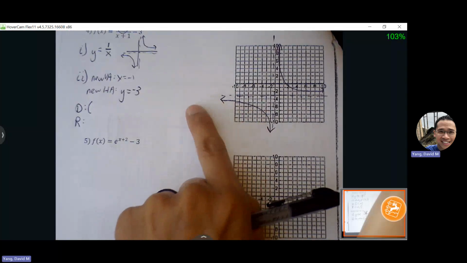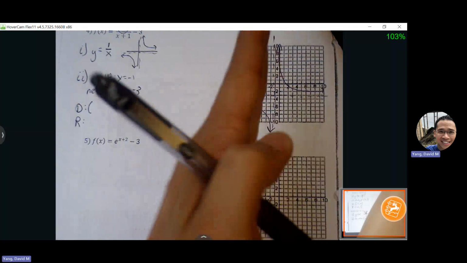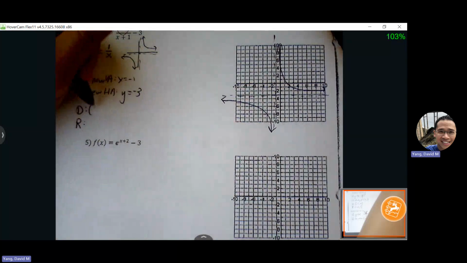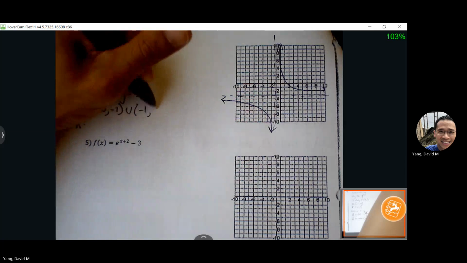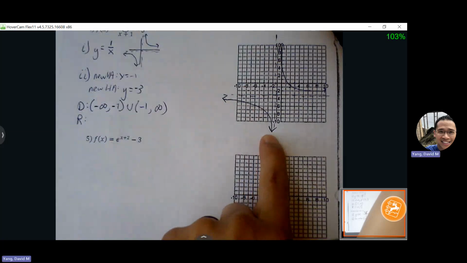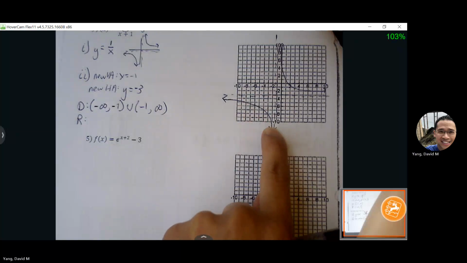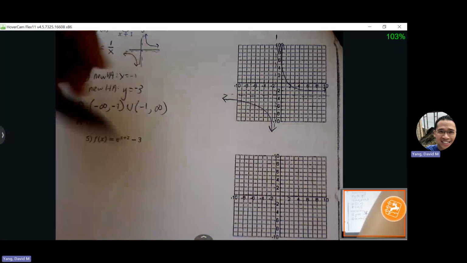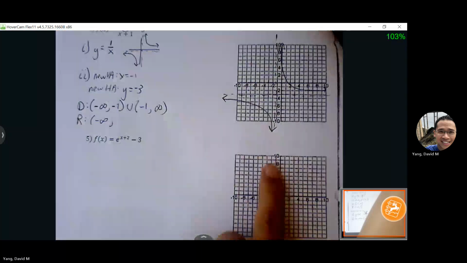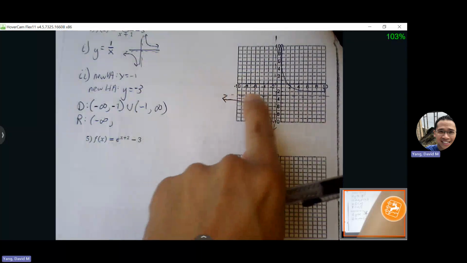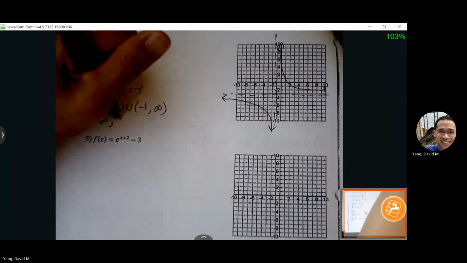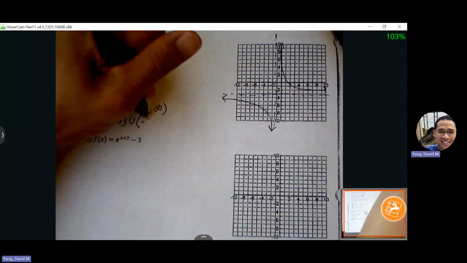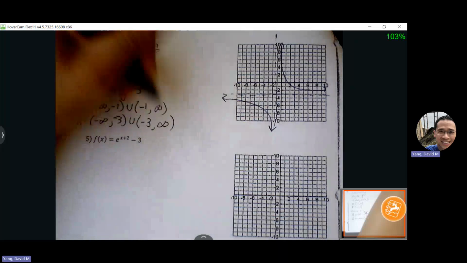So this graph extends from -infinity all the way to my asymptote, and then to the right of the asymptote. And then for my y values, I'm going to start all the way down at -infinity, move up to the break, which is my horizontal asymptote, which is at -3, and then pick up from -3 to +infinity.